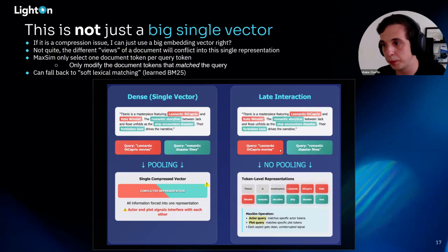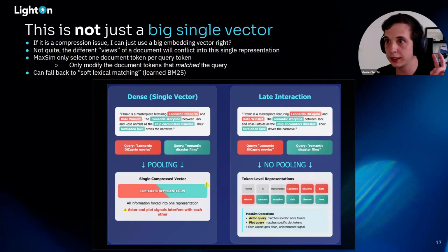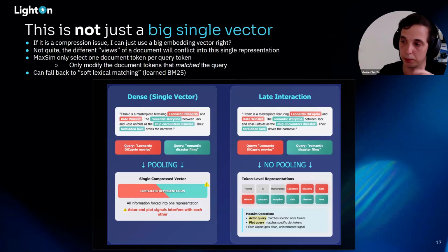And so the MaxSim operator, in addition to not requiring pooling of the information, has a built-in mechanism, the maximum operator. And so the update will only update the information of the document related to the input query. So you can see that for the first query, we will be only updating the tokens related to the actors, and for the second query, we will only update the tokens about the plot. And so the intuition is that even if the model is totally out of domain, we can still fall back on a soft lexical matching, which is very close to BM25, but without the hard matching part.